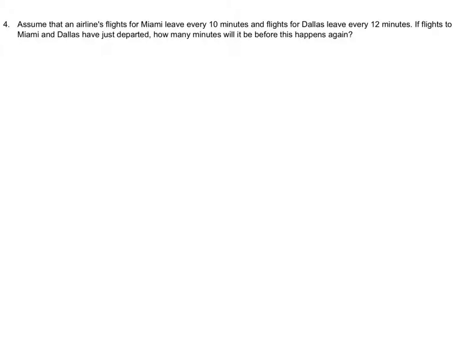Assume that an airline's flights for Miami leave every 10 minutes and flights for Dallas leave every 12 minutes. If flights to Miami and Dallas have just departed, how many minutes will it be before this happens again? Here I'm given 2 times, and I'm asked to find the number of minutes that it will be until the flights for Miami and Dallas leave at the same time.